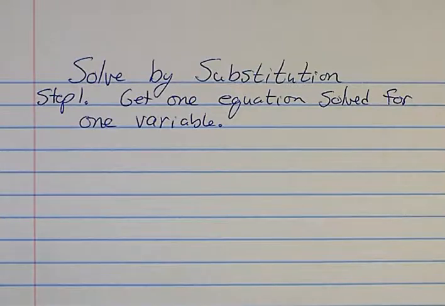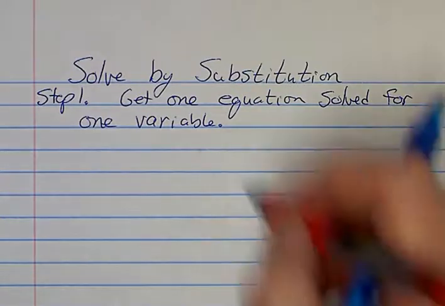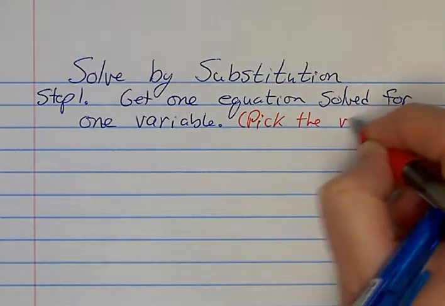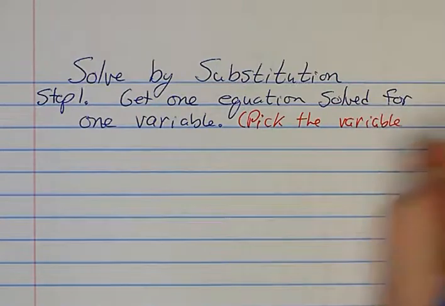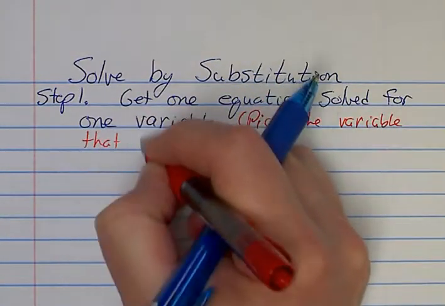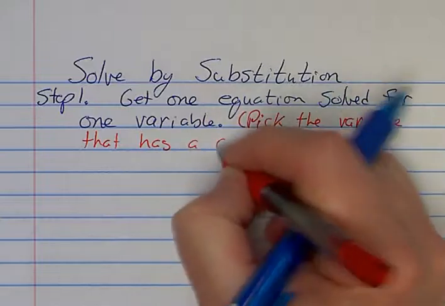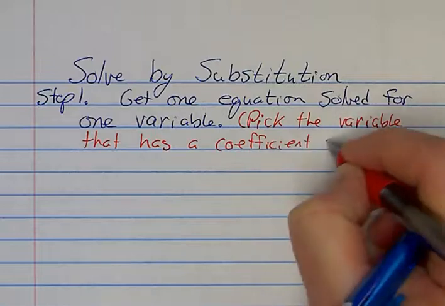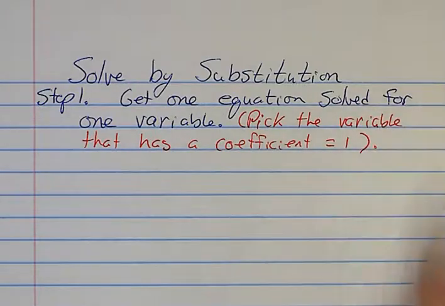Now, when you're going to do this one, you want to pick the easiest way. Step 1 is pick the variable that has a coefficient equal to 1. Because here's the thing on this one: if they don't set it up this way, you wouldn't want to do it. This is one of those things that I tell people. If it's not set up this way, you'd want to do elimination.